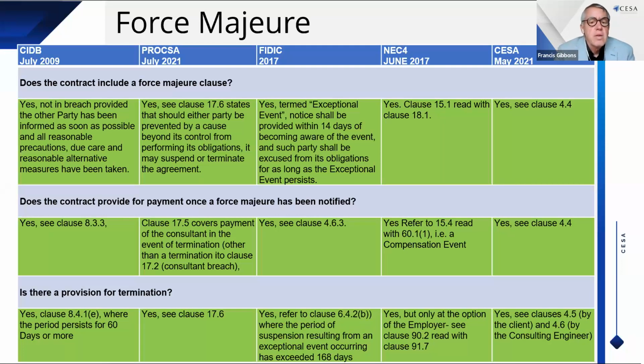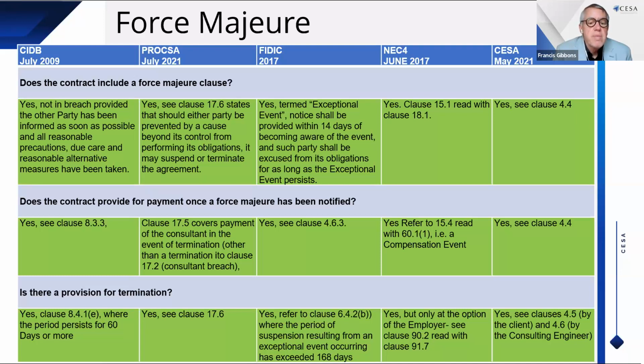Coming to the agreements regarding force majeure, does the contract include a force majeure clause? The CIDB, yes: the party is not in breach, provided the other party has been informed as soon as possible of force majeure. Yes, in PROXA. Yes, in FIDIC, although it's termed exceptional event rather than force majeure, and notice shall be provided within 14 days of becoming aware of the event. Yes, in NEC4, and yes, in CESA.